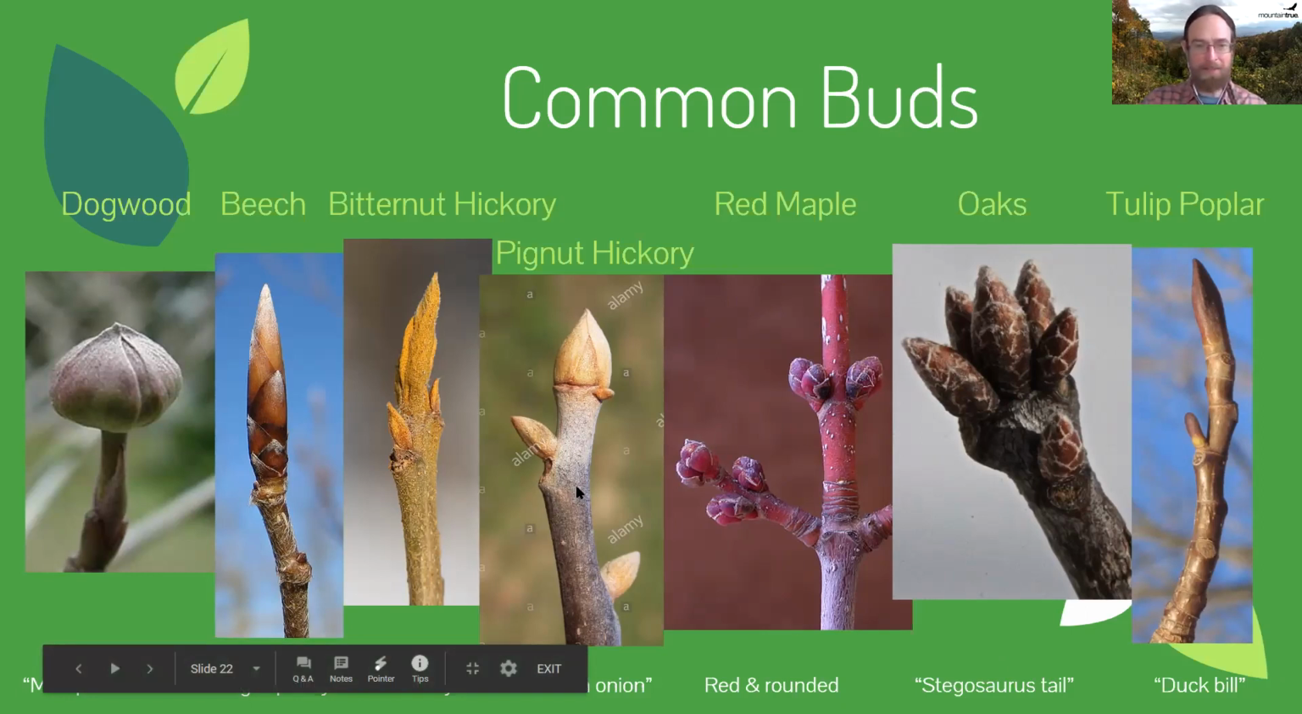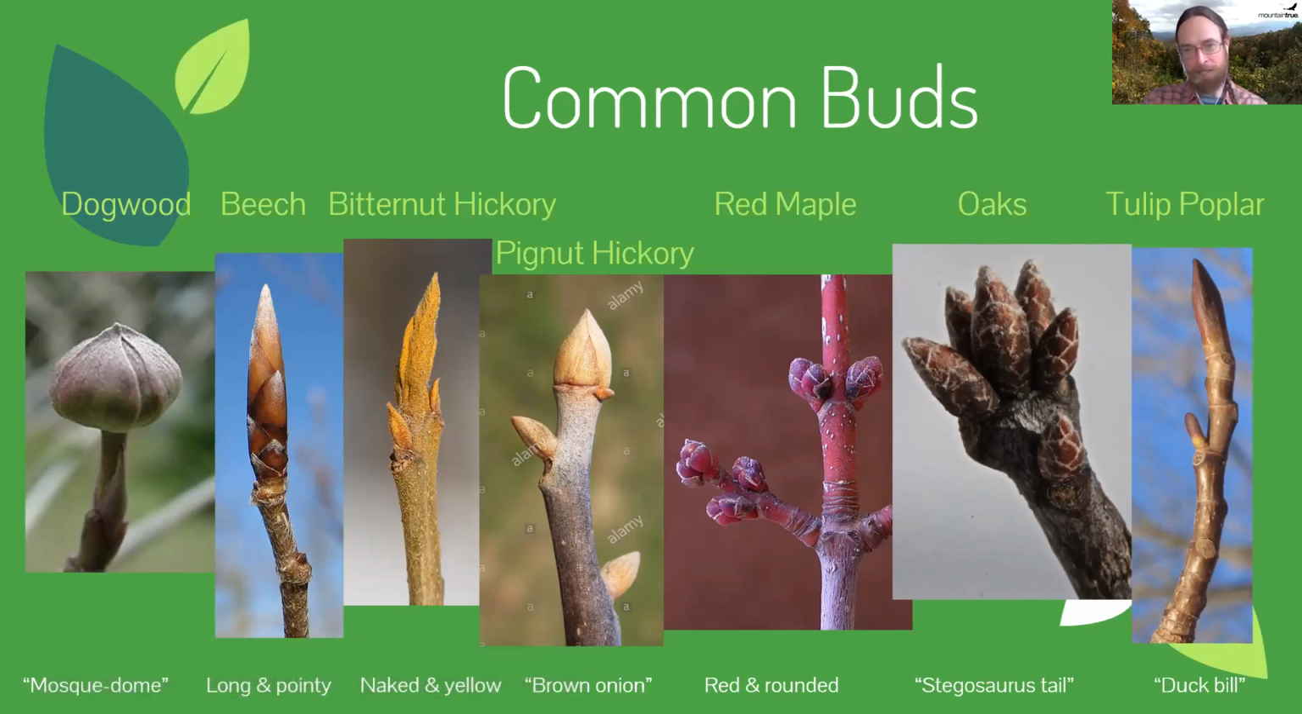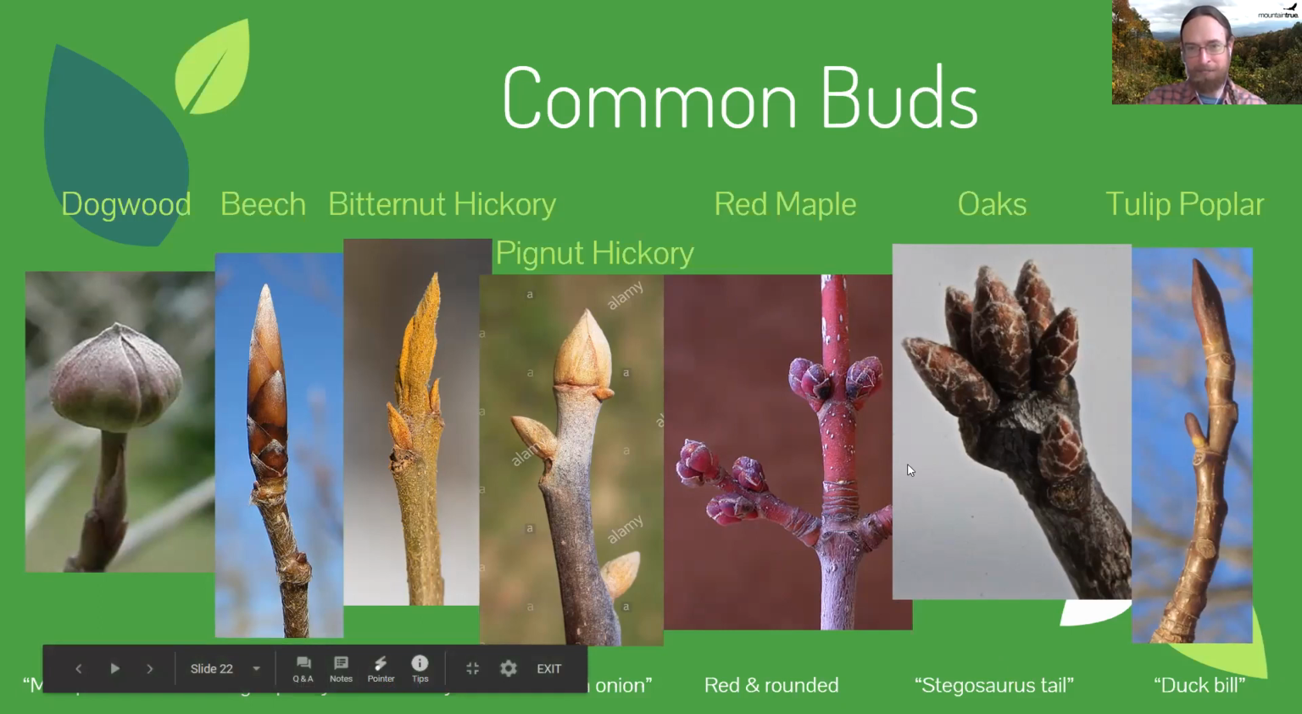I'll also point out, look at the stout twig, real thick twig on this hickory. Red maple, red twig, red bud, rounded bud. That's a good one. How about the stegosaurus tail for oaks? I don't know, that's a really good one. I wouldn't have thought it. I probably would have gotten that better when I was 10 years old than now when I'm 40 years old.